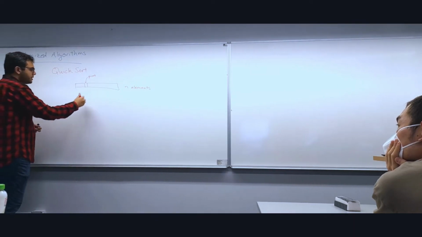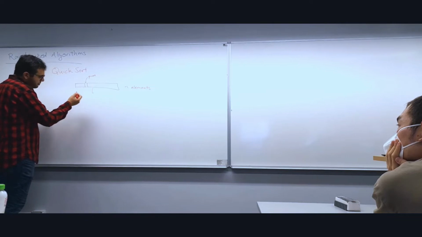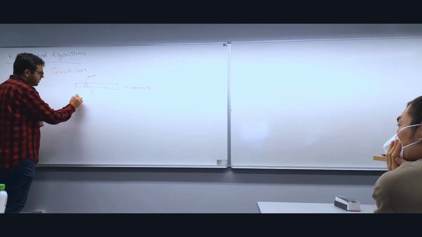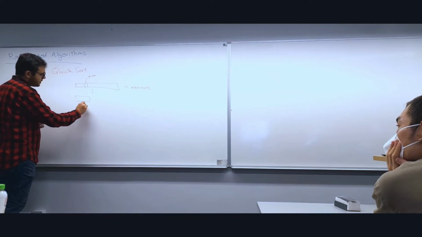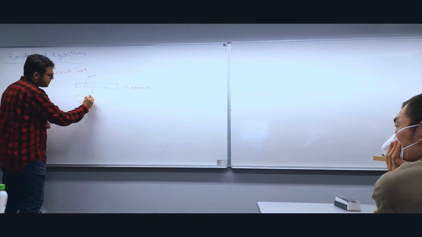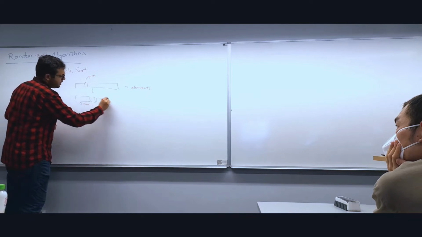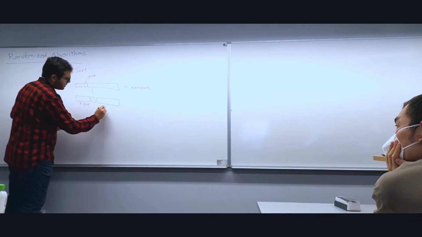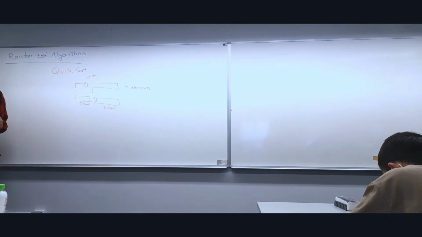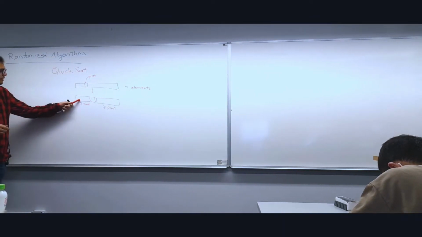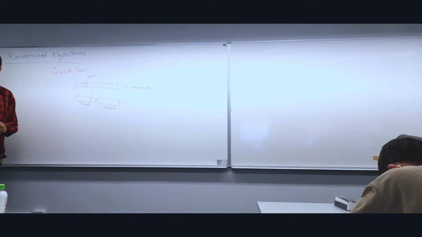So I break this array into basically 3 parts, but you can also think of it as 2 parts. This is the set of all the elements that were smaller than my pivot. This is the pivot itself. And this is the set of all the elements that were larger than the pivot. And then I just sort this one and this one recursively.